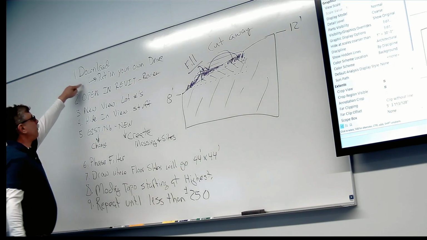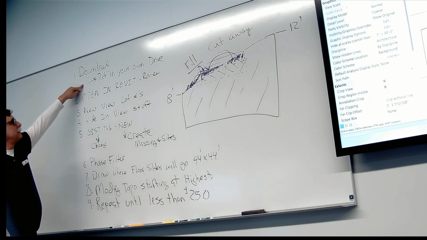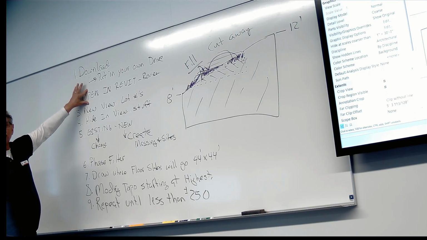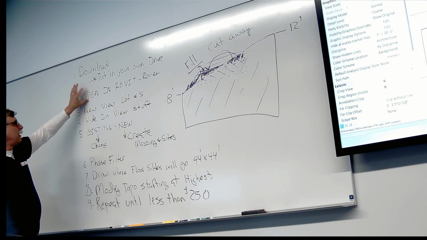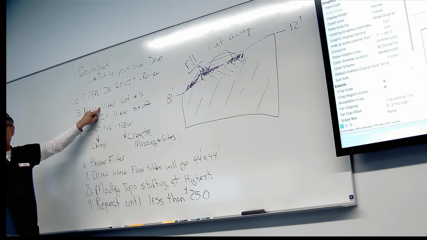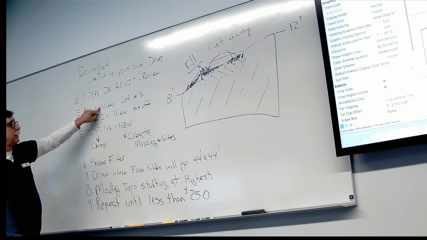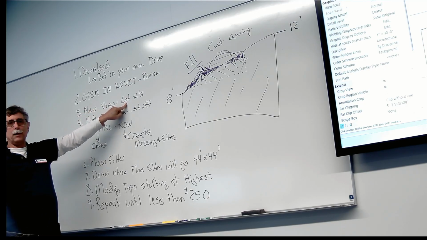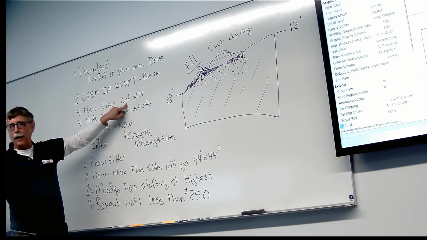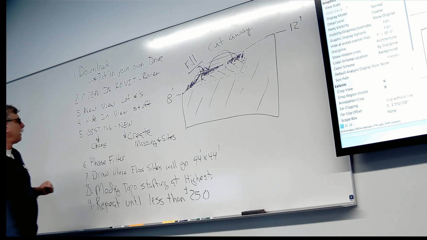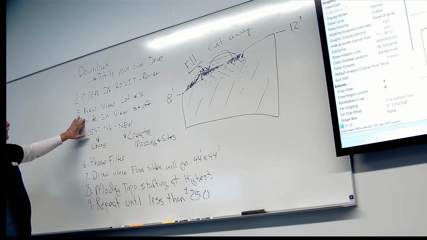So download and put it in your drive. Open it and review it. Make sure you know what you're doing in yours. Create a new view. Right click, duplicate. Give it a new name. Lot 1 through 4, lot 6 through 9, whatever yours is. Hide in the view the stuff you don't want to see.